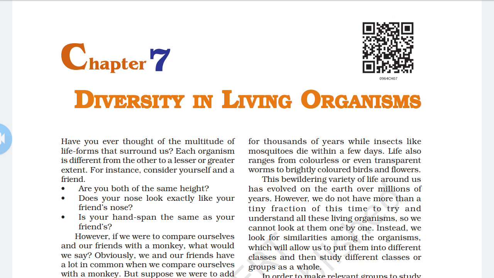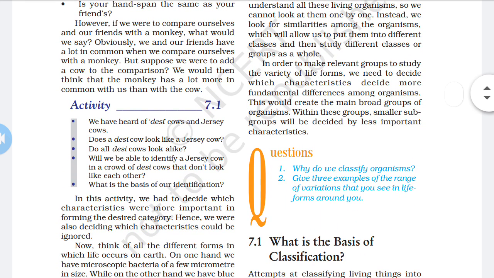the color of eyes is also different. So we and our friends have a lot in common, but when we compare ourselves with a monkey, and suppose we were to add a cow to the comparison, we would then think that the monkey has a lot more in common with us than with the cow. So for that we take Activity 7.1.